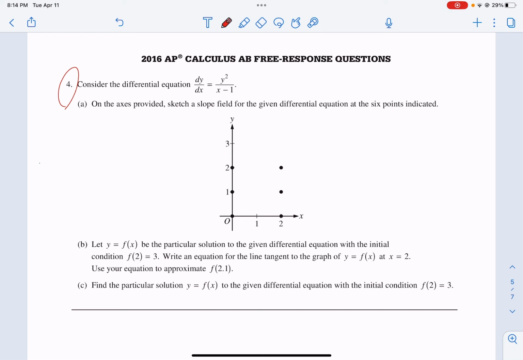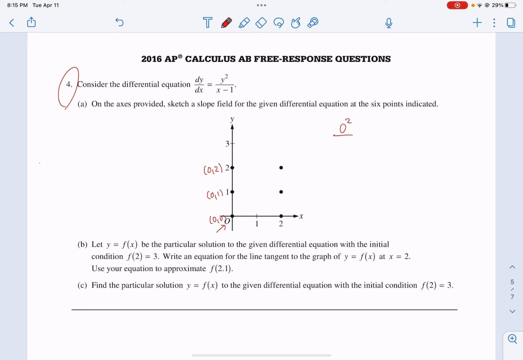Okay. So part A: on the axes provided, sketch a slope field for the given differential equation at the 6 points indicated. We have this differential equation that should help us make a nice little slope field by plugging in these points. Let me start at the origin and go clockwise. Remember, this is (0, 0), (0, 1), (0, 2). The mistake you're most likely to make is switching the x and the y and getting the wrong slope, so just make sure you're being careful.